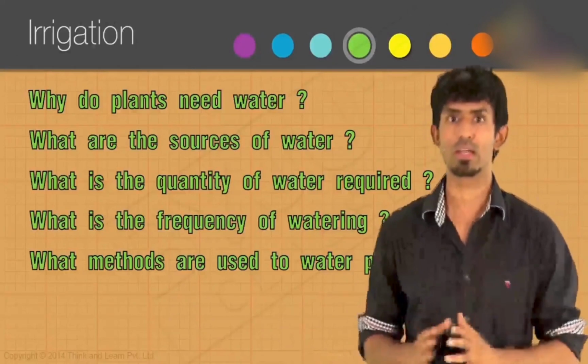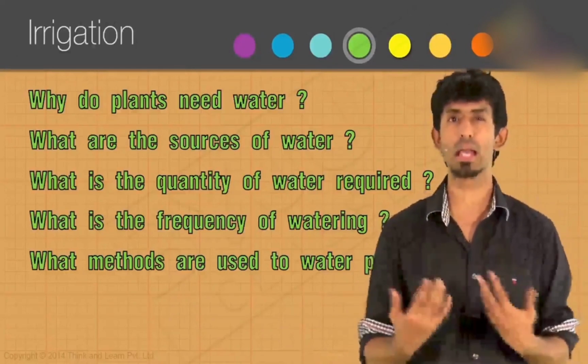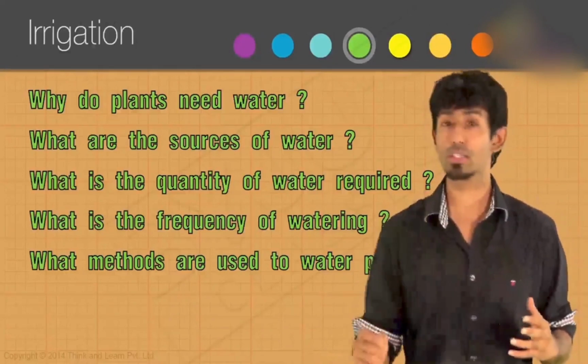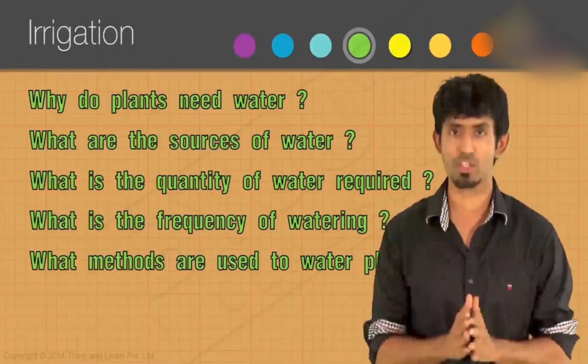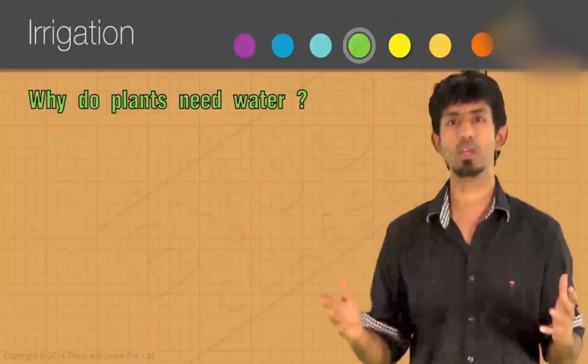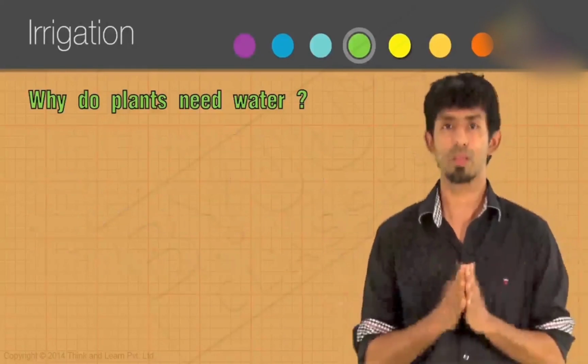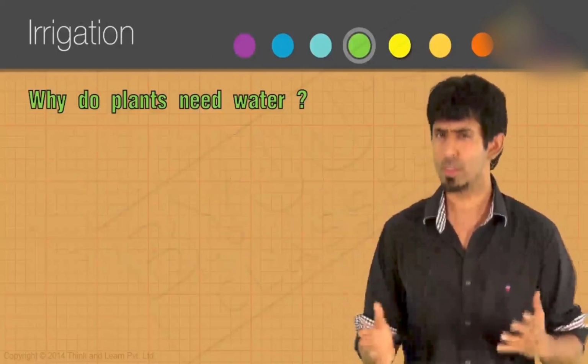So are your questions ready? Now that your questions are ready, you can actively engage and try to answer these questions as we go along in this particular episode, which is about irrigation. Question 1 was what? How do we, or why do we, rather, right? The first question is why. Why do plants need water?